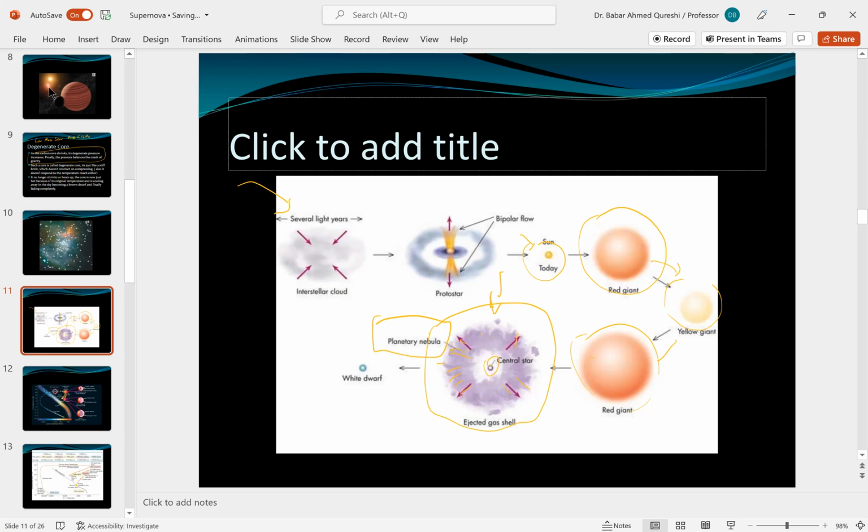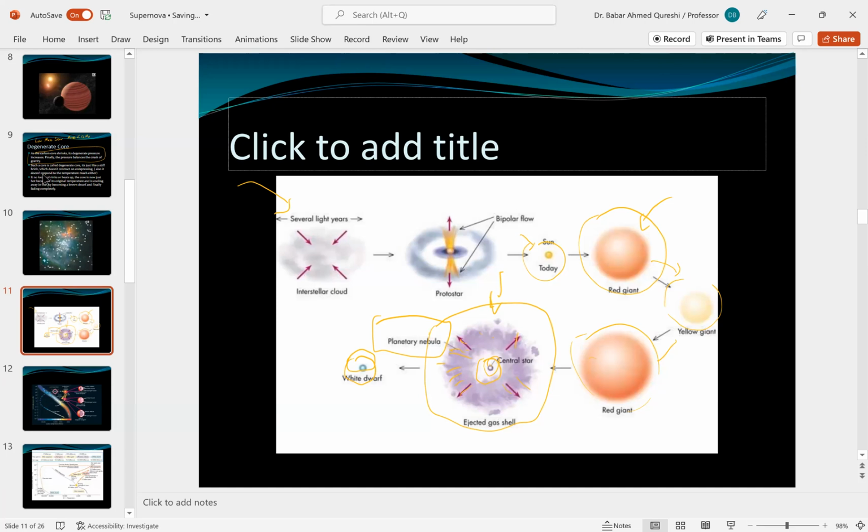This has nothing to do with a planet, it's a misnomer. When people first detected it, they called it a planetary nebula. It's not a planet. So what you are left with at the center is this degenerate core. The core of the star becomes visible because the outer layers are gone. The core, which was always hidden during the main sequence lifetime, and which we said we cannot see, just reveals itself.